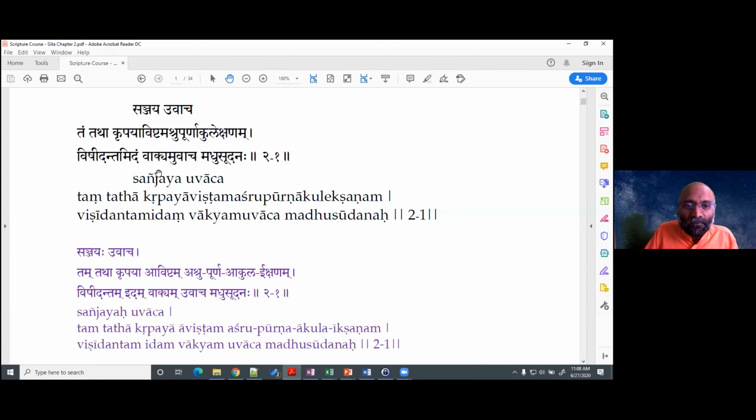So we'll chant this verse. The way we will do it, I'll chant. So this is Sanjaya Uvacha, which only indicates who is saying this. But this is the actual verse, from Tam to the Madhusudana. This is divided into 4 quartets of 8 syllables each.